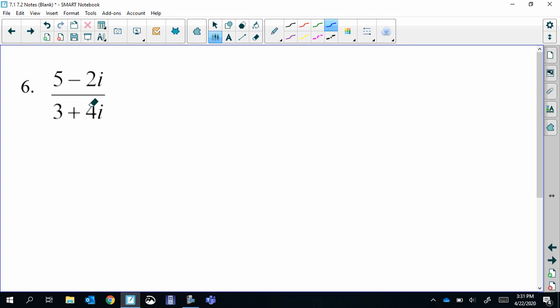When you have division, don't even really think about it as division, just think of it as a fraction. And we're going to simplify this by multiplying by the conjugate. We've done that many times before. We're going to multiply by the conjugate of the denominator.